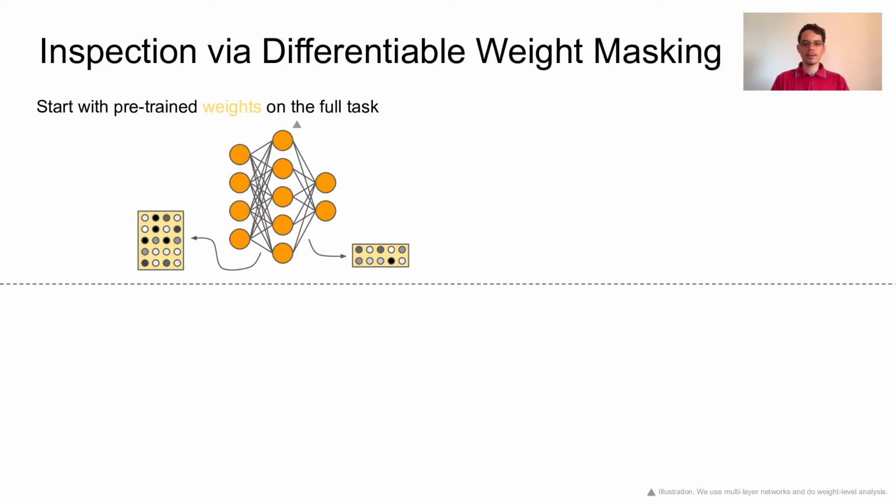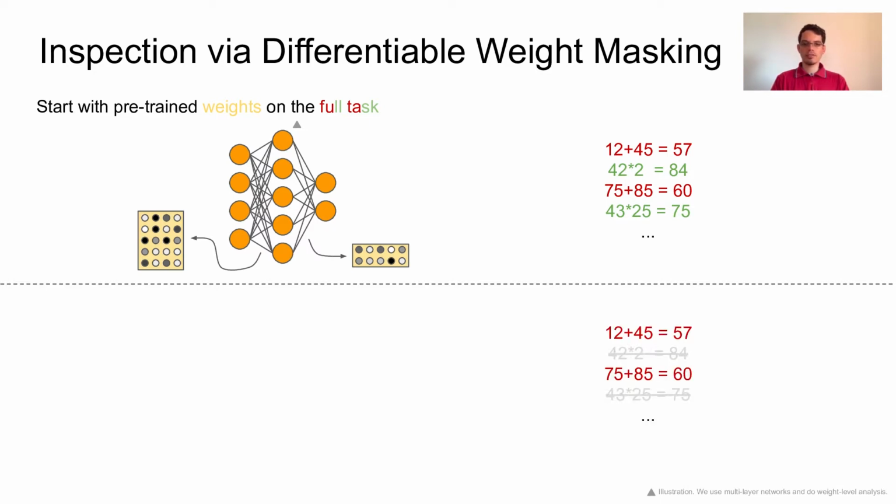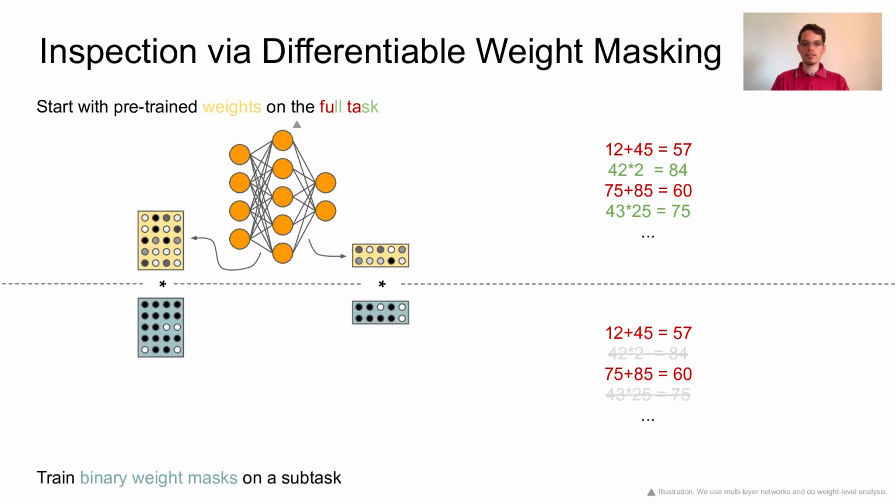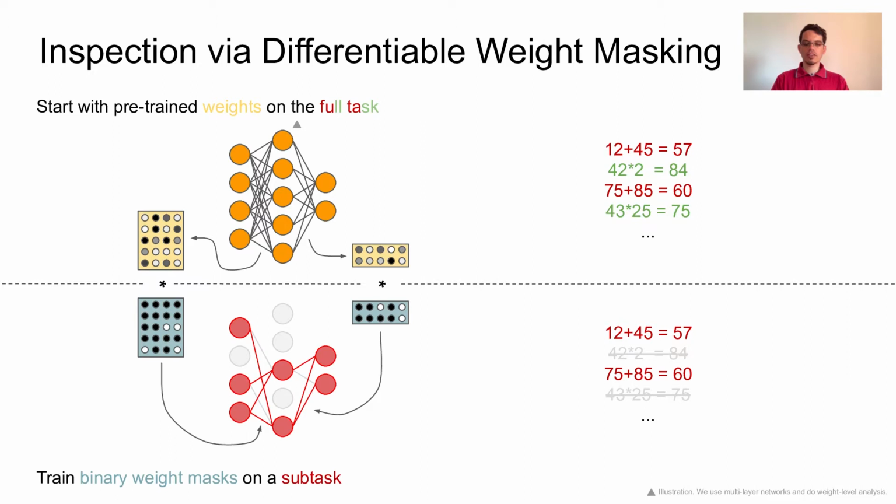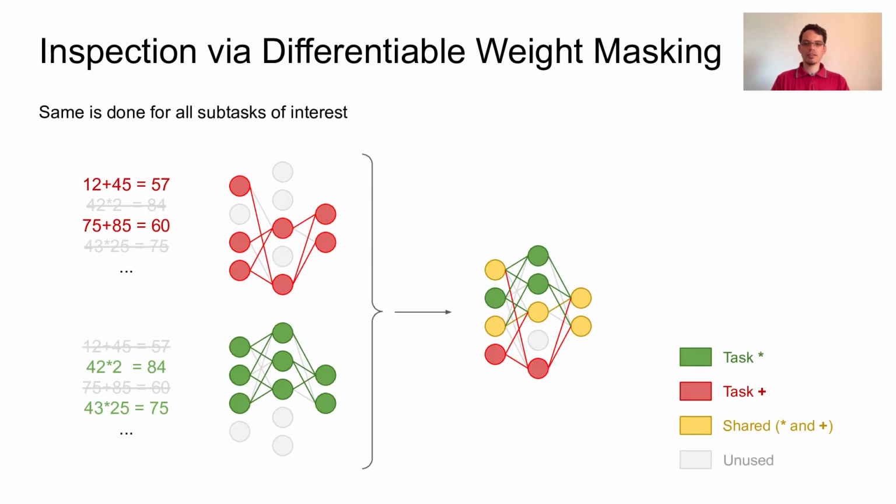It works as follows. Given a frozen weight network trained on some task, for example to perform addition and multiplication, we define a subtask such as performing addition. Then, we train a binary weight mask to perform this subtask, unveiling the subnetwork responsible for it. The same can be done for other subtasks to attribute functionality to each weight and gain insight into how the network has learned to perform the task.